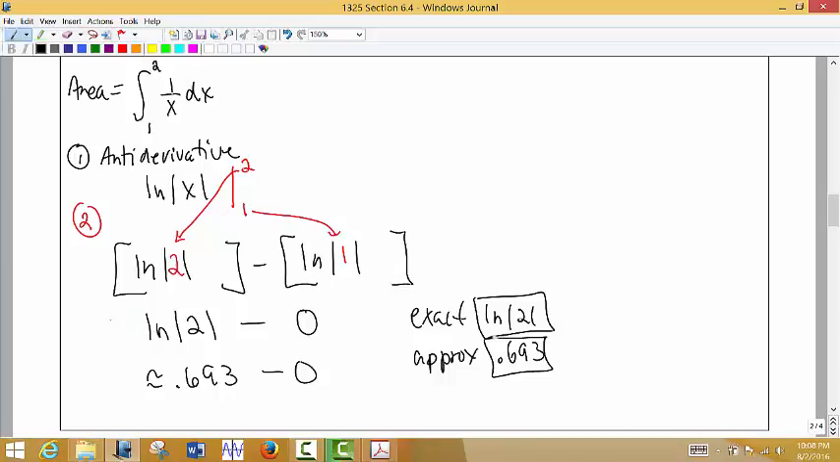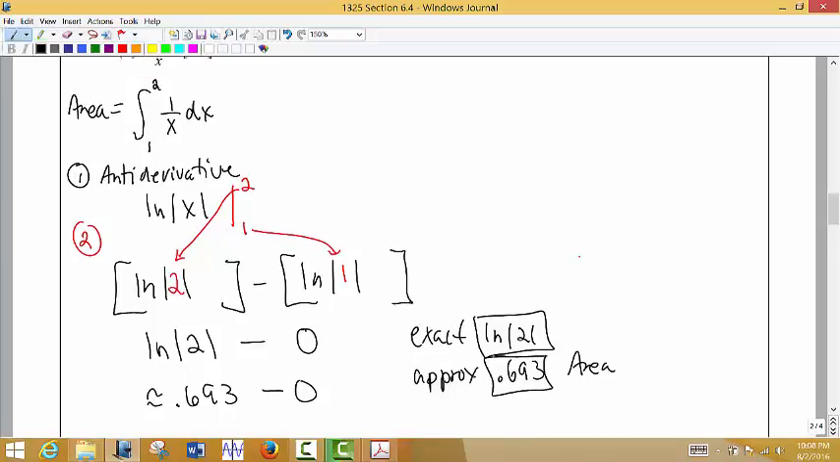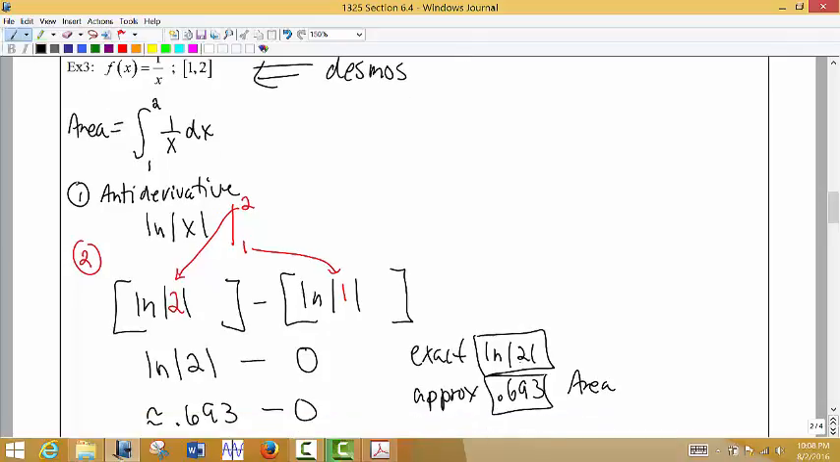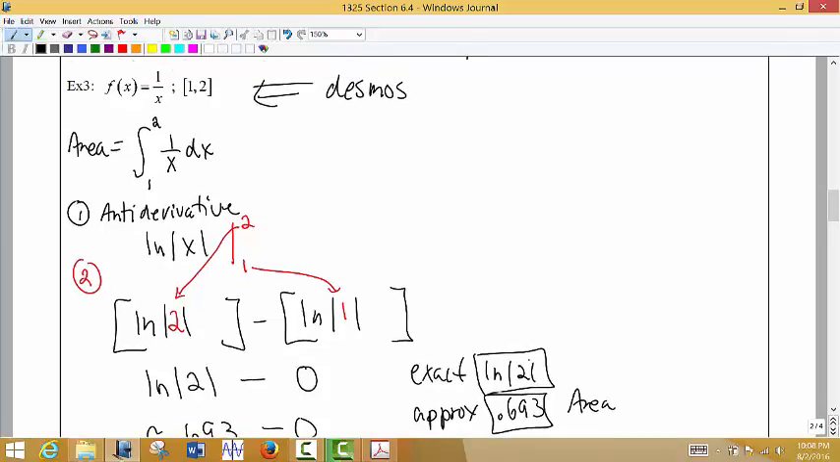The exact answer would be ln of 2 minus 0, which is just ln of 2. The approximate value, if I put that into my calculator, I get 0.693. Okay, remember this represents the area between the curve that we were given for the function and the x-axis. If you want to, you could also graph this in Desmos on your own. So you could graph that in Desmos and then look between 1 and 2, and you will see that the area would be approximately 0.693. So you can put that in Desmos, you can get a good picture of what the area is that you actually found.